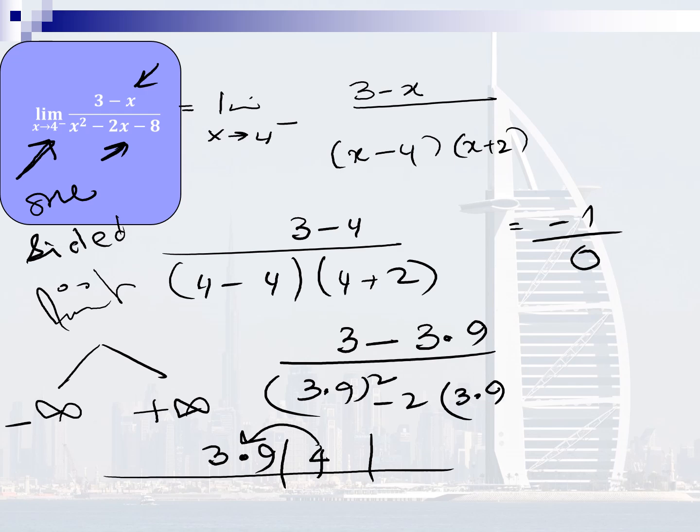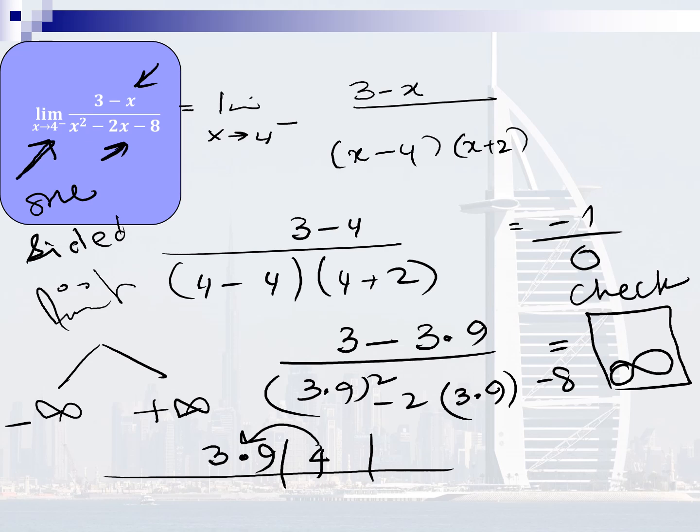After that, what you have to do is only check the sign. Is it positive or negative? Because the answer is infinity, that's for sure. So if the sign is positive, you will write positive infinity. If the sign is negative, then you will get negative infinity. So your sign is positive, so the answer is positive infinity.